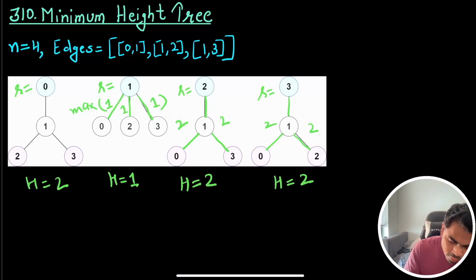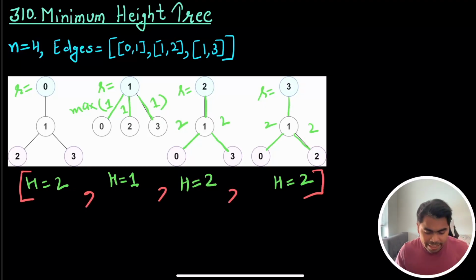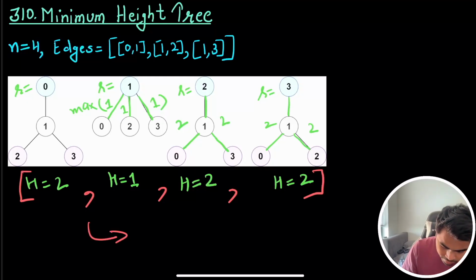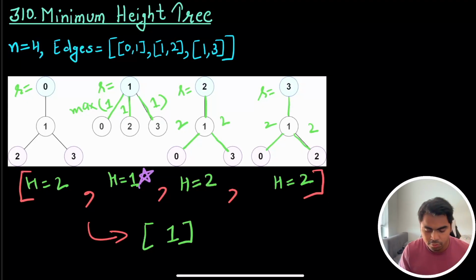So out of all of these values, choosing different nodes as my root, the minimum would be this right here, which is height equals 1. So that is why our answer for this particular example would be 1, like this. So you return it in an array, because there could be multiple answers.